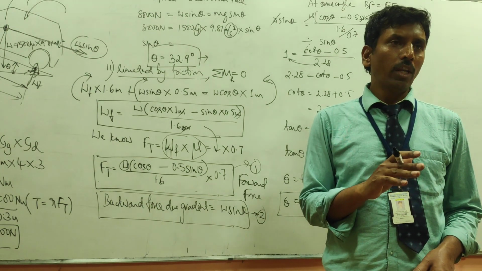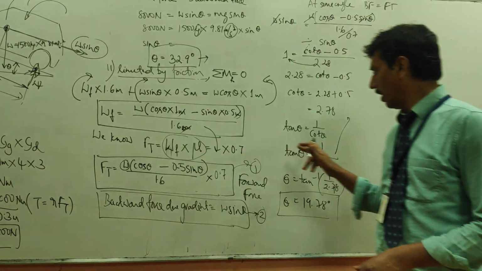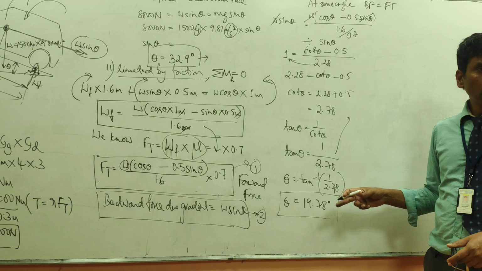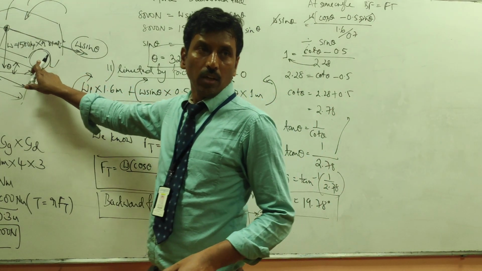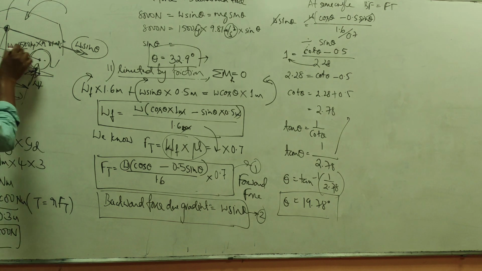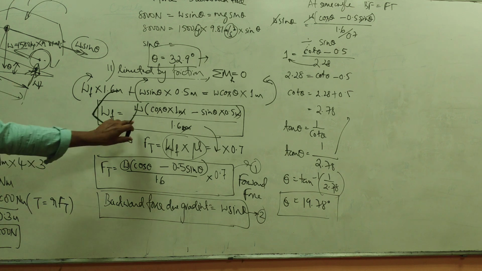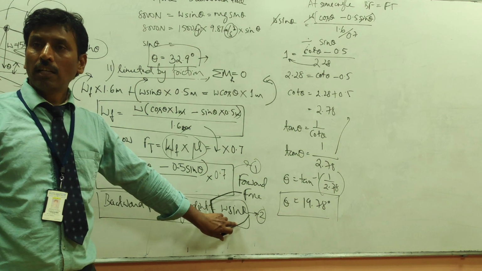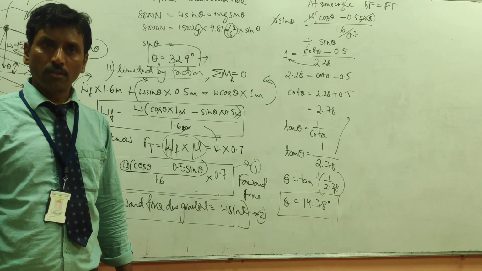Even if you have a very powerful engine, you can't climb. Right now with this data, if it's a front wheel drive, the maximum it can climb is 19.78 degrees. Suppose it is all wheel drive, then we have to add the extra forward force created by the rear wheel. One forward force is created by the rear wheel, one by the front wheel. If you add both of these and equate it to W sin theta, then definitely you will get a better value of theta. Then theta can go up to maybe 40 to 45 degrees.